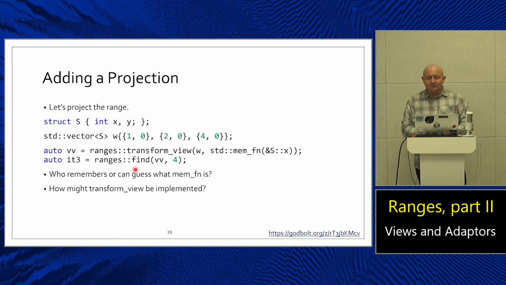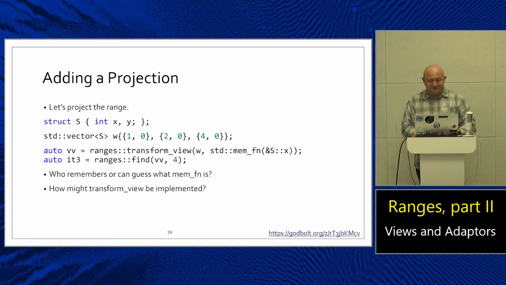First, who remembers or can guess what std::mem_fn actually is and why we need it here, or whether we need it at all? And second, much more interesting, how would we implement transform view internally? Because on the surface it looks trivial, but as we'll see next, the details really matter. Let's recall the structure of the transform view. But before doing this, let's look into this std::mem_fn.